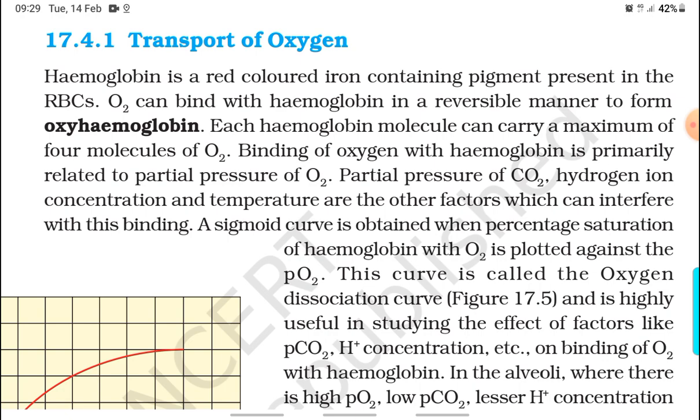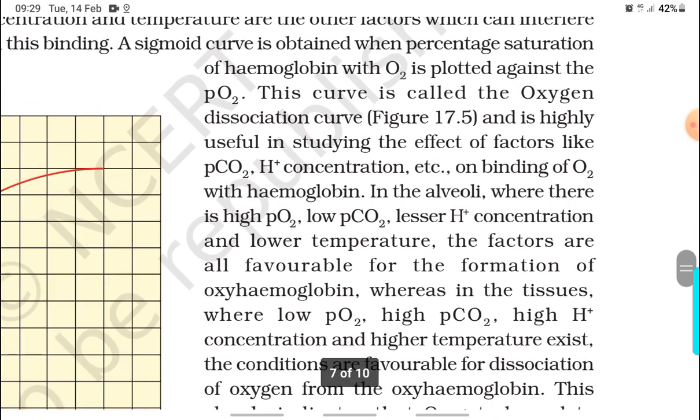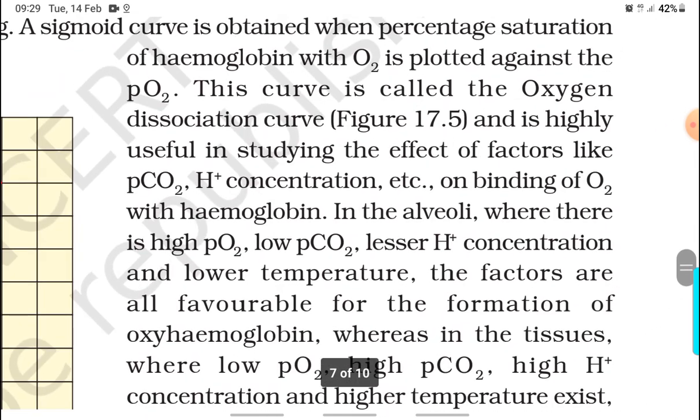A sigmoid curve is obtained when percentage saturation of hemoglobin with oxygen is plotted against the partial pressure of oxygen. This curve is called the oxygen dissociation curve and is highly useful in studying the effect of factors like partial pressure of carbon dioxide, hydrogen ion concentration, etc. on binding of oxygen with hemoglobin.